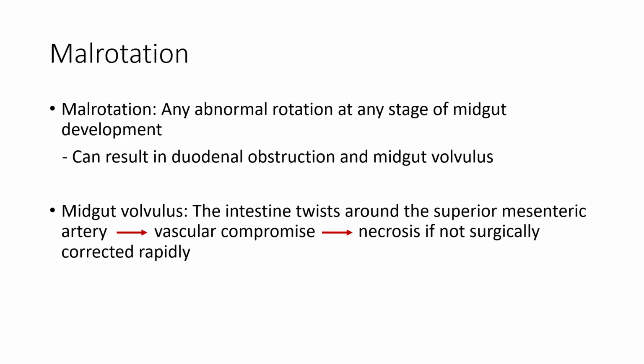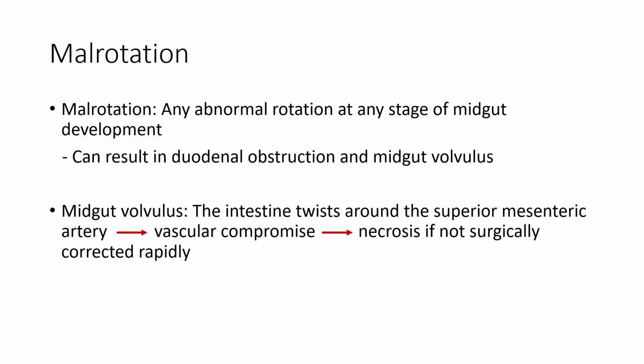Malrotation is another congenital disorder affecting the intestines. The proper development of the midgut involves a complex process. First, the gut will herniate out of the abdominal cavity during gestation, and then it will rotate 270 degrees counterclockwise around the axis of the superior mesenteric artery. Then the midgut will return to the abdomen around 10 to 12 weeks of gestation. Any abnormality in the above process of rotation and return to the abdomen will result in malrotation.